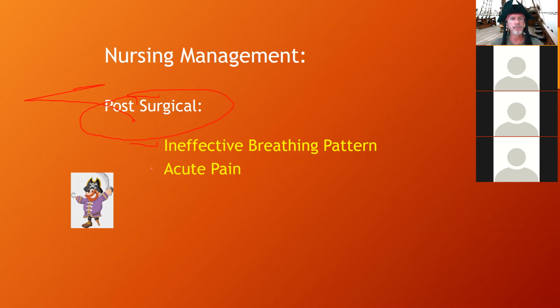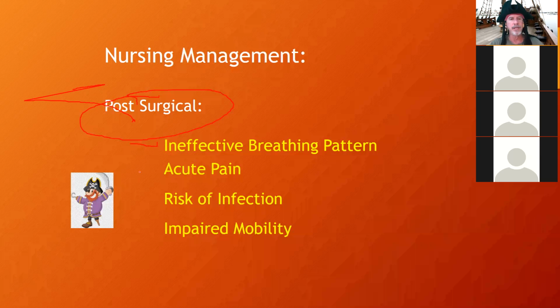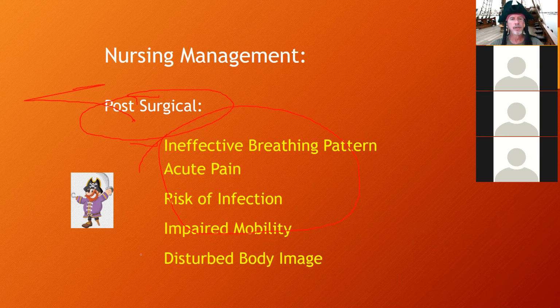Pain, of course, is going to be an issue. Risk of infection and impaired mobility. There again, if you have any patients with amputations, these are some good nursing diagnoses, which you might want to stick in the back of your brain. But post-surgical, this is going to be 4 things that you're going to have to keep an eye on. Disturbed body image. That kind of goes without saying. I mean, if you cut off an arm or you cut off a leg, it's going to affect the person's psyche about their self-image. And you're going to have to deal with the psychological aspects of that.